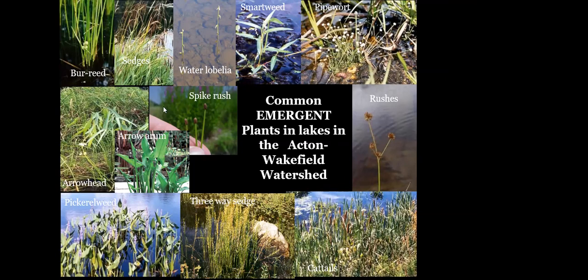And then this last one here is spike rush. This one is a sort of skinny green stalk with a tiny little brown, almost lead pencil tip to it, type of little flower stalk there. This one will sometimes be pretty dense in the water column. In the shallows, it also forms more like a ribbon-like type of growth underwater. So it can look almost grassy sometimes underwater.